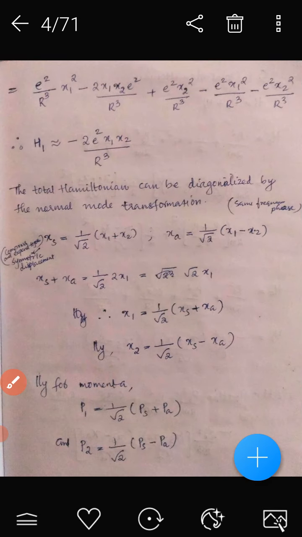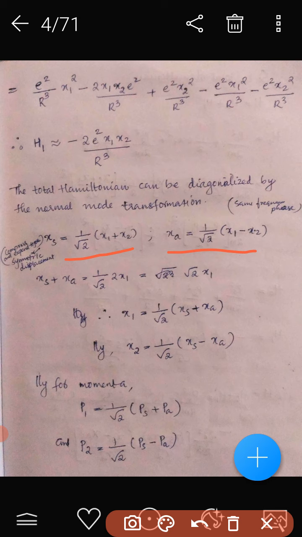So xs is equal to 1 by root 2 (x1 plus x2), and xa is equal to 1 by root 2 (x1 minus x2). From this, I added these terms, that is xs plus xa equal to 1 by root 2 into 2 x1, that is root 2 into x1. From this we can find the value of x1, that is x1 is equal to 1 by root 2 (xs plus xa).